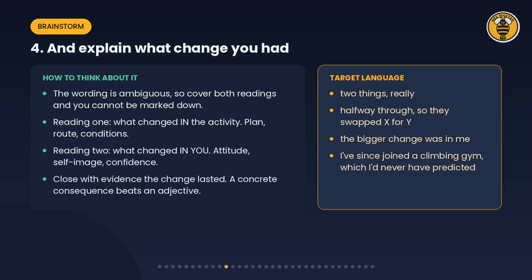Bullet 4. What change you had. Because the wording is ambiguous, cover both readings and you cannot be marked down. Reading 1. What changed in the activity itself, the plan, the route, the conditions. Reading 2. What changed in you, your attitude, your self-image. Then close with evidence that the change lasted, because a concrete consequence beats an adjective.